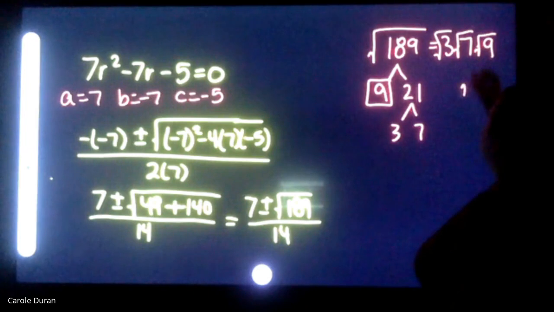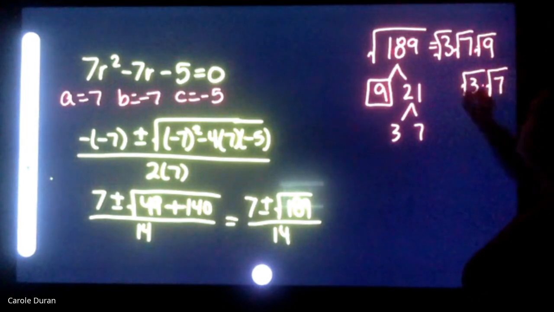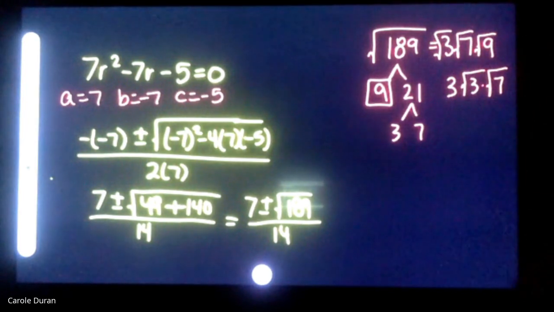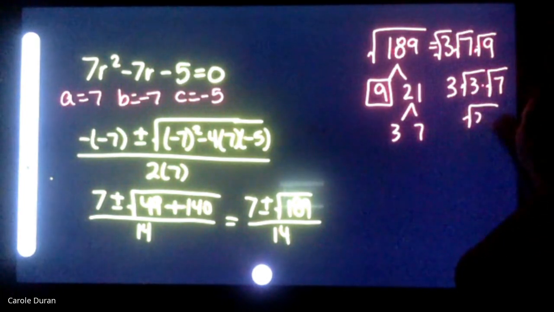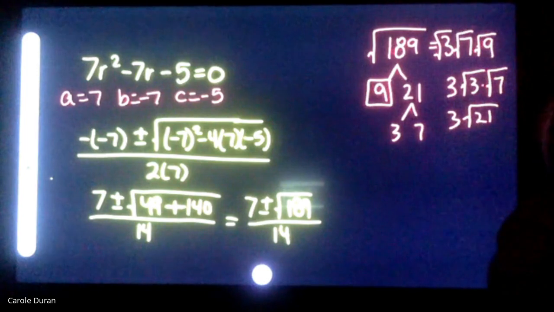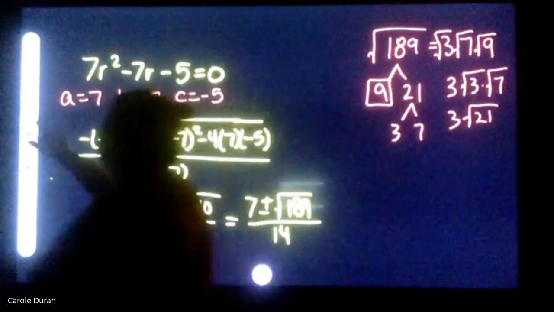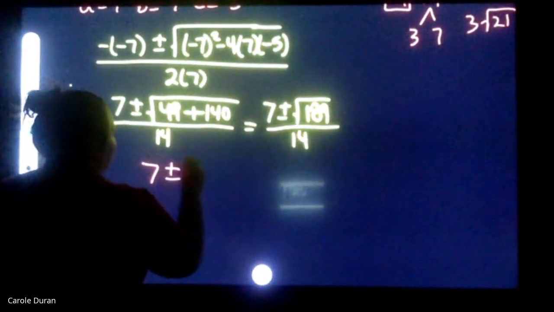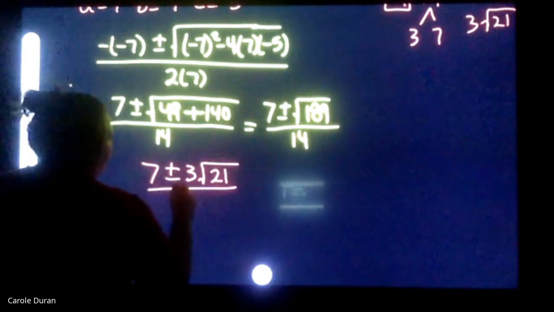Square root of 3 is just the square root of 3. Square root of 7 is just the square root of 7. And the square root of 9 is positive 3. If we have more than one radical, I multiply the numbers under the radicals together, and I write them as 1. So 3 times 7 is 21. So I get 3 times the square root of 21 is the square root of 189 reduced. So now what I have is 7 plus or minus 3 times the square root of 21, all over 14.